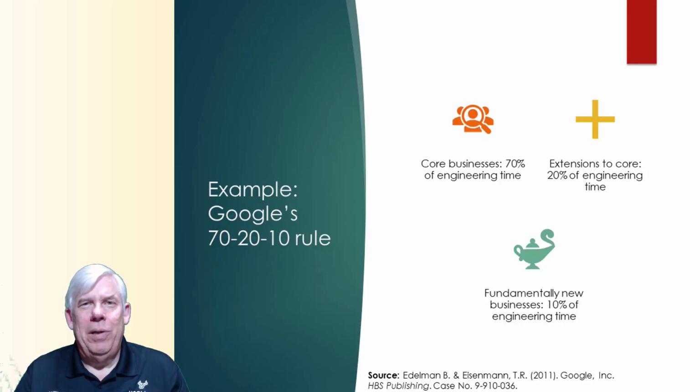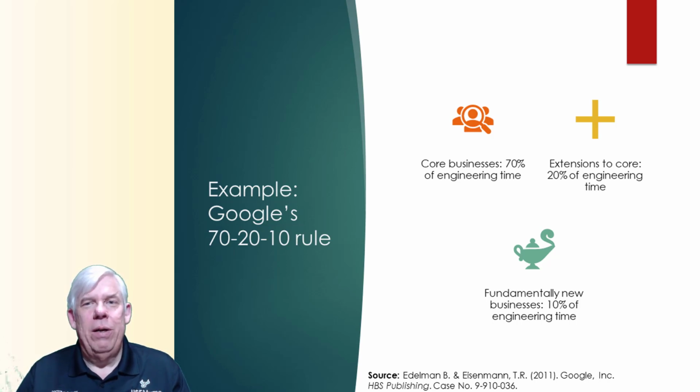A good example of portfolio theory applied in action is Google's 70-20-10 rule. And what this rule said was for people in engineering at Google, 70% of their time needed to be spent on Google's core business, something related to search.